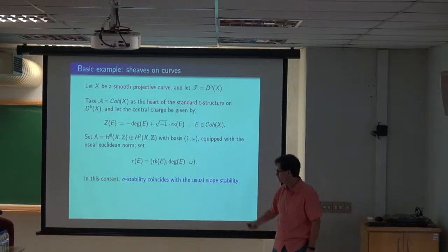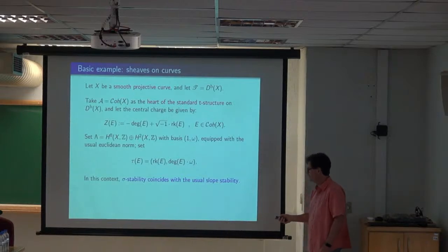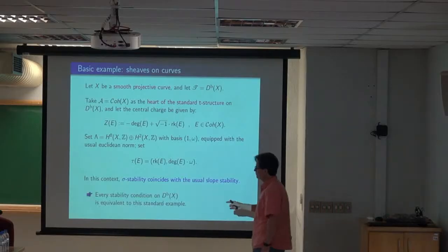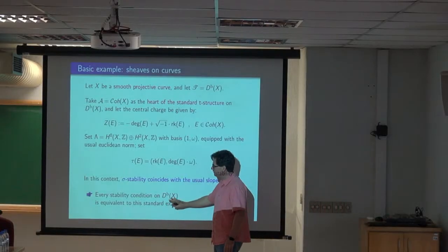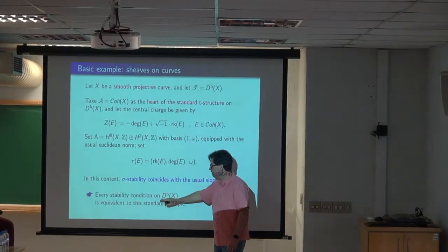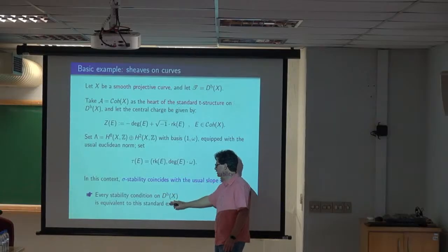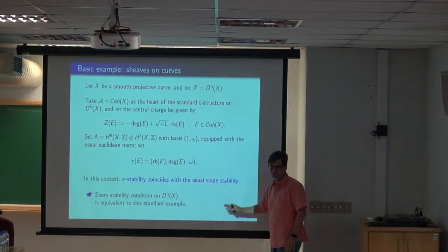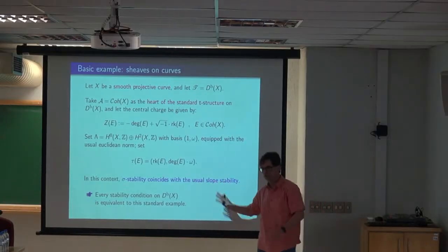And there's been a lot of literature, a lot of history about that in the past 60 years already. And the one important fact is that for a smooth curve, as I'm assuming there, every stability condition on the derived category of coherent sheaves on the curve is equivalent to this standard example. So all the other examples you can transform into this one.